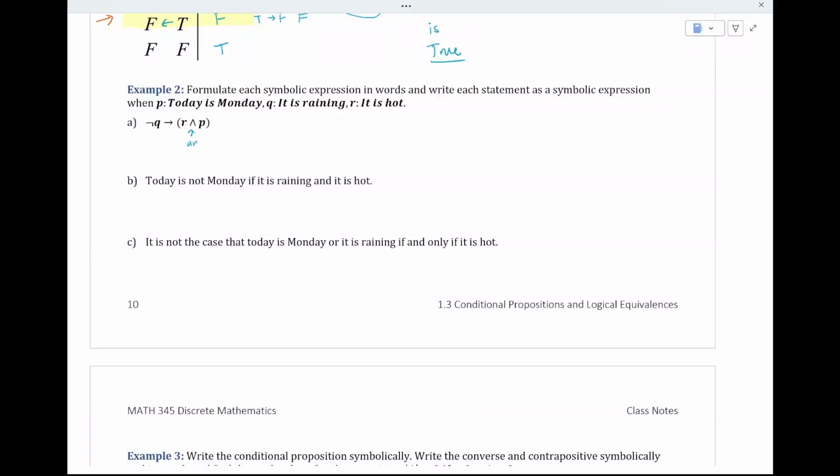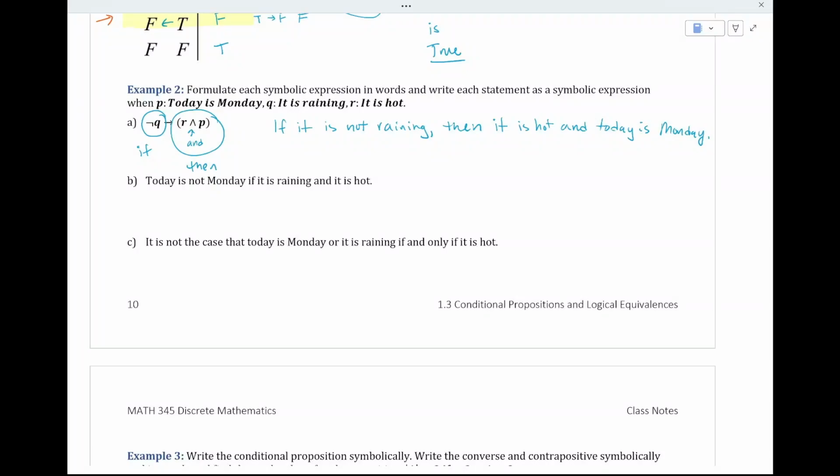This is an and. So I'm going to start off with this is an if, and then this other part is my then. So if not Q, it is not raining, then it is hot and today is Monday. For me, at the time of this recording, today is actually Thursday, but we're going to set that aside. This is how I would write this statement in words.